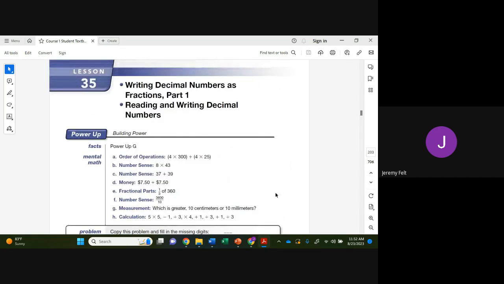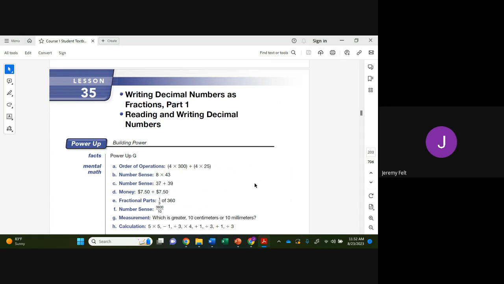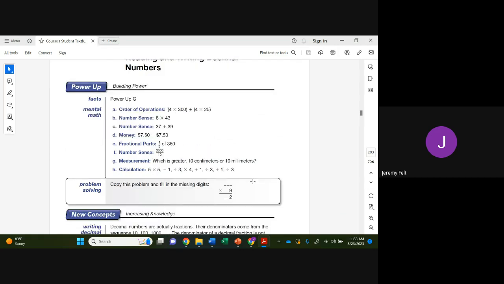All right, lesson 35, writing decimal numbers as fractions and reading and writing decimal numbers. So writing decimal numbers as fractions, well, we just saw that we have all of our place values, tenths, hundredths, thousandths. So obviously, whatever numbers we have in those places, we could write it over. We have 2/10, we can write it as 0.2 or as a fraction, 2/10. And then in that example, we would be able to reduce it.